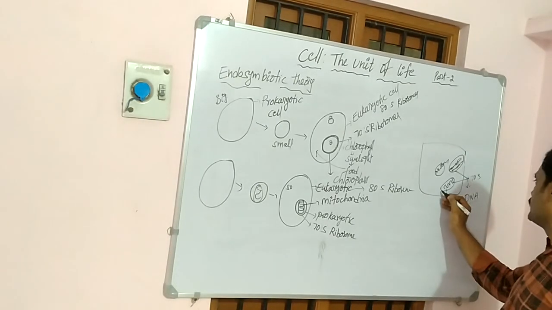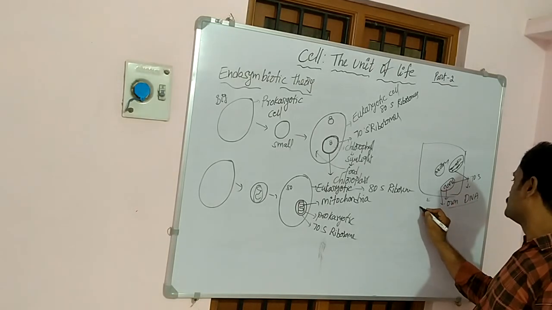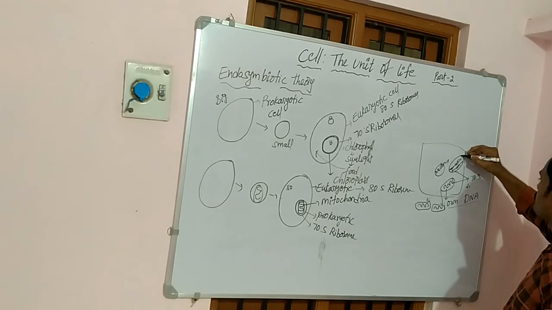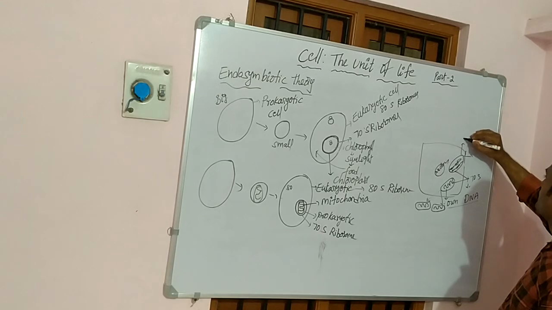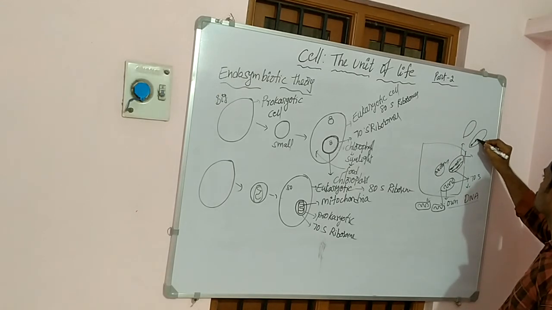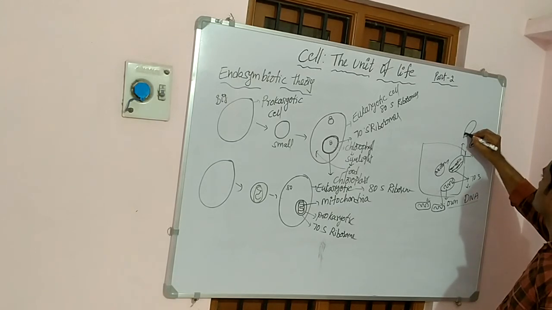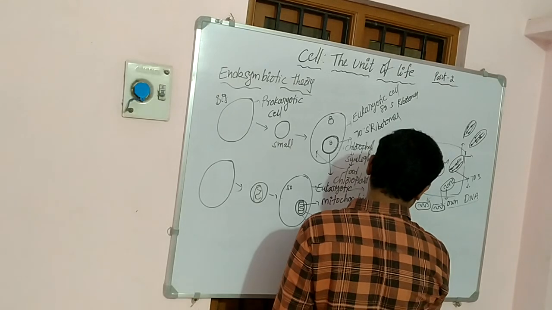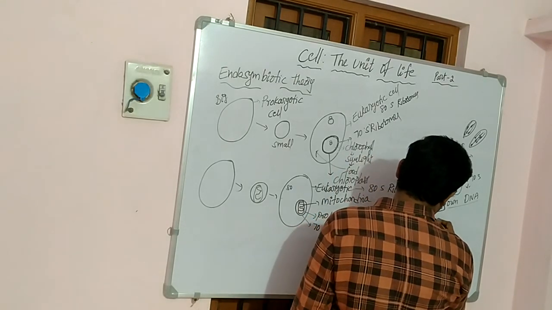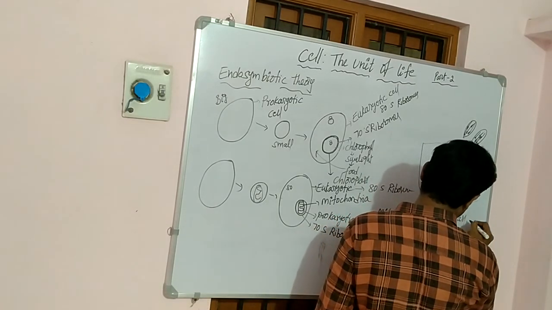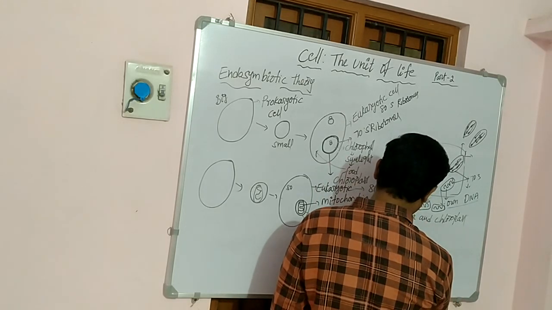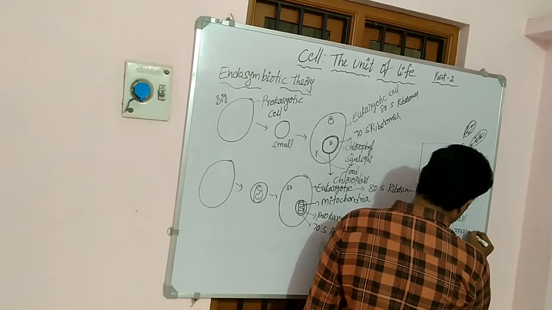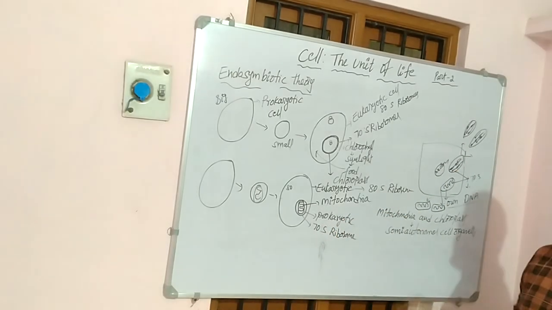With the help of this DNA, one mitochondria is able to produce a new mitochondria. Same like that, the chloroplast also has its own DNA, and one chloroplast is able to produce new chloroplasts. So for that reason, mitochondria and chloroplast together are called semi-autonomous cell organelles.